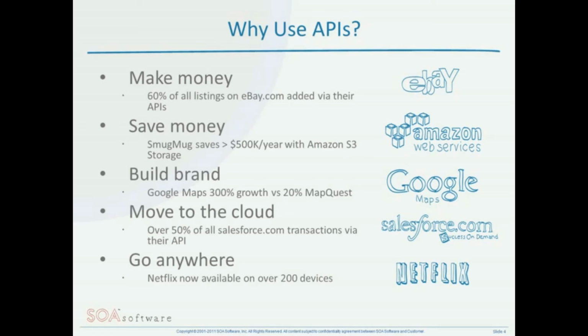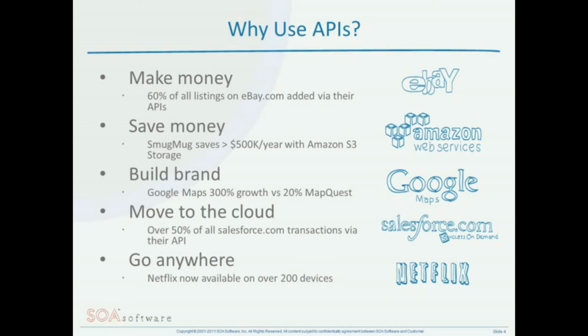Organizations can save money through the use of APIs. So SmugMug, for example, saves over $500,000 a year with Amazon S3 storage. So organizations are using services provided by other organizations to save themselves money. In this case, Amazon is making money from selling their services, and other people are saving money by using Amazon services.